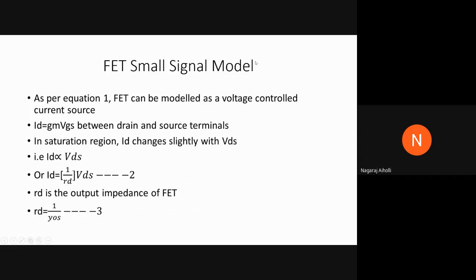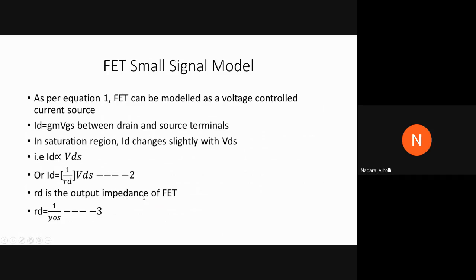In the saturation region for the FET, the current ID is proportional to VDS, or ID is equal to 1 upon RD into VDS. So if we take RD here, RD will be equal to V by I, or RD will be equal to V divided by ID. So it is a resistance. So what is this resistance RD, students? RD is the output impedance of the FET.